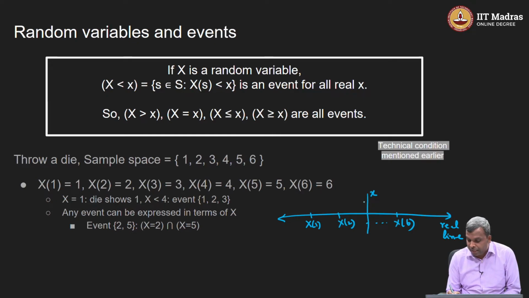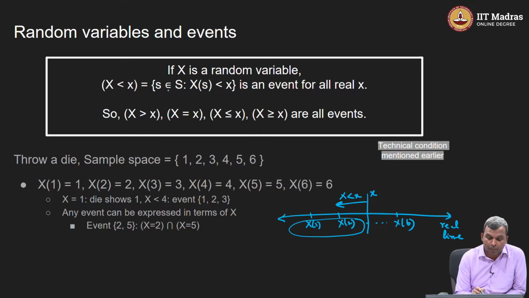Okay, and if I say X is less than small x, I'm talking about everything to the left of x, and whatever outcome that is captured here is something that belongs to this event X less than x. Okay, so that is exactly what's given here. The event X less than x is actually a subset of the sample space. It contains all outcomes which result in the value of the random variable X being less than that small x. Okay, so this has to be an event.